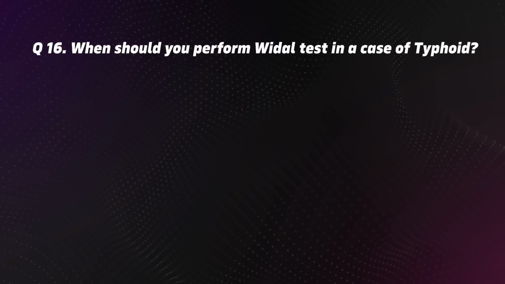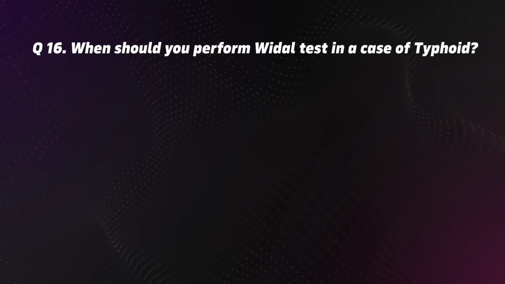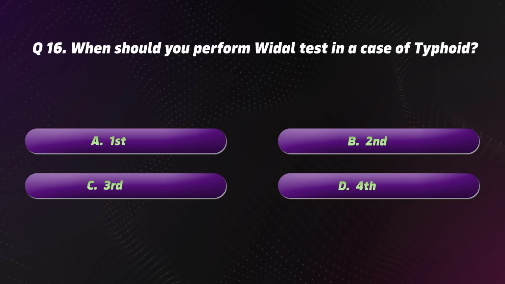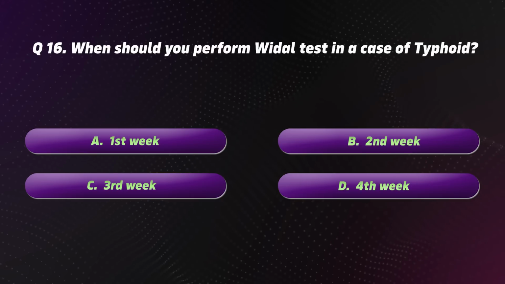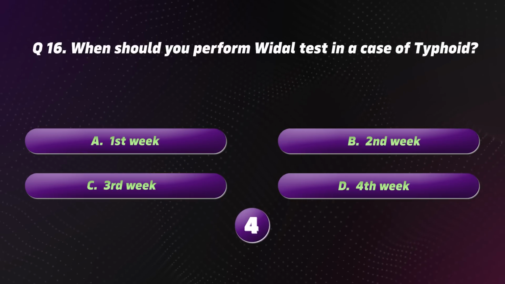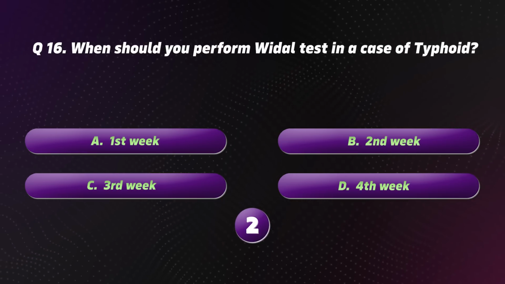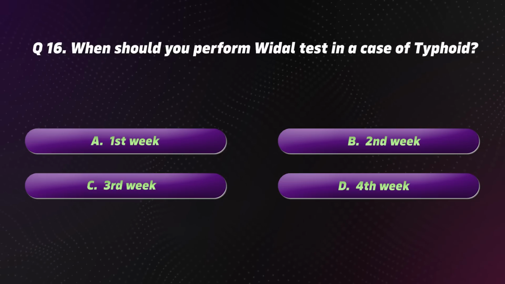Question 16. When should you perform the Vidal test in a case of typhoid? Here are the options. A. First week, B. Second week, C. Third week, D. Fourth week. And the correct option is B. Second week. Here is the explanation. How will you do the diagnosis?